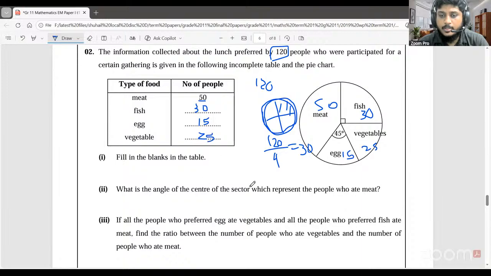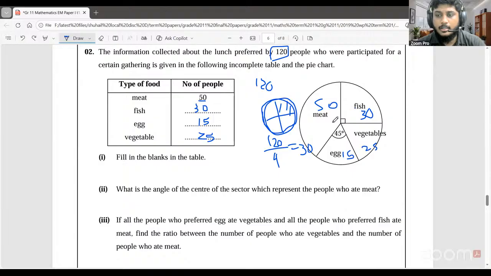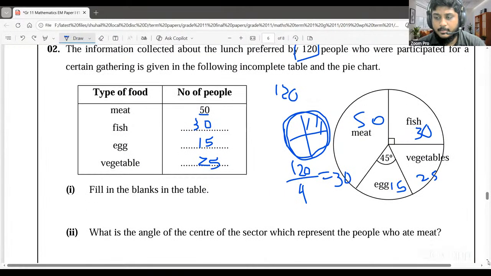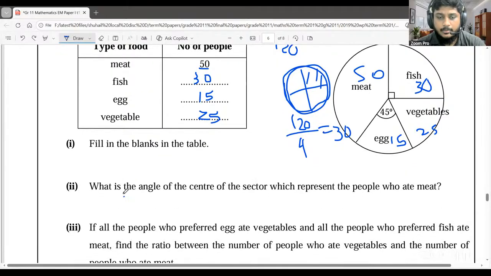What is the angle at the center of the sector which represents the people who ate meat? So this one you can do like this. Now you know this is 90 degrees, and you know this is 45 degrees. You can do it in any way, or you can do it in the angle number system. This method is easy. If you know an angle and you know a number, you just put them up and down. That is known as the angle number system. Up and down means like this.